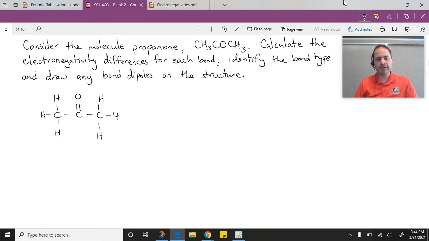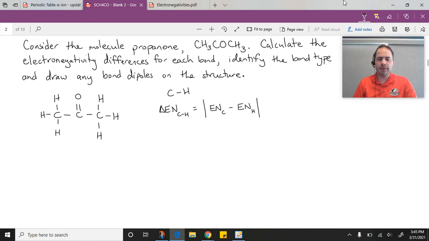So we've got a number of things happening in this problem. So let's start with the first part, electronegativities and identifying bond types, because those go hand in hand. So let's look at the different bonds. I see a C to H bond in the molecule. So we can figure out the electronegativity difference for the C to H bond. Remember that it's the absolute value of the electronegativity of the first element, so let's just say carbon, and subtract the electronegativity of the second element in this case, which is hydrogen.